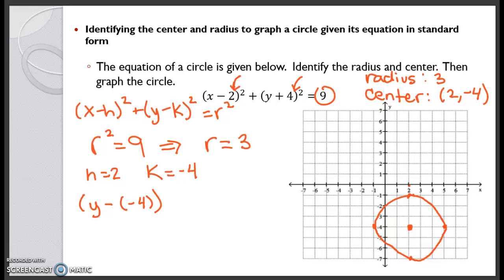And that is a different example of identifying the center and radius to graph a circle given its equation in standard form.